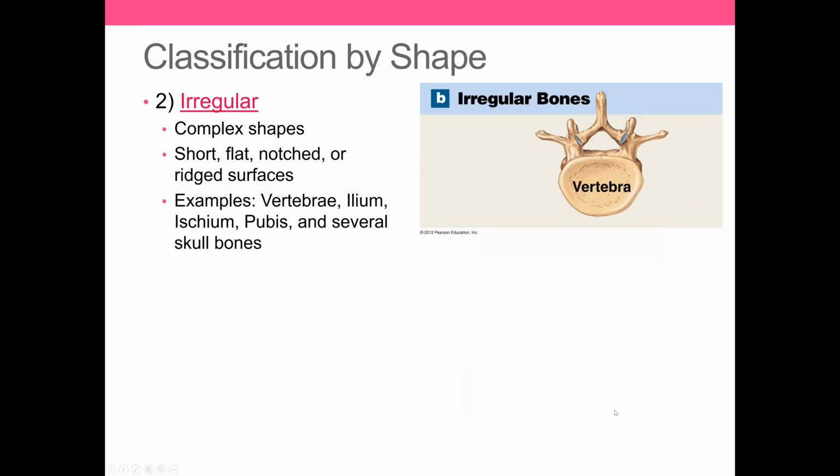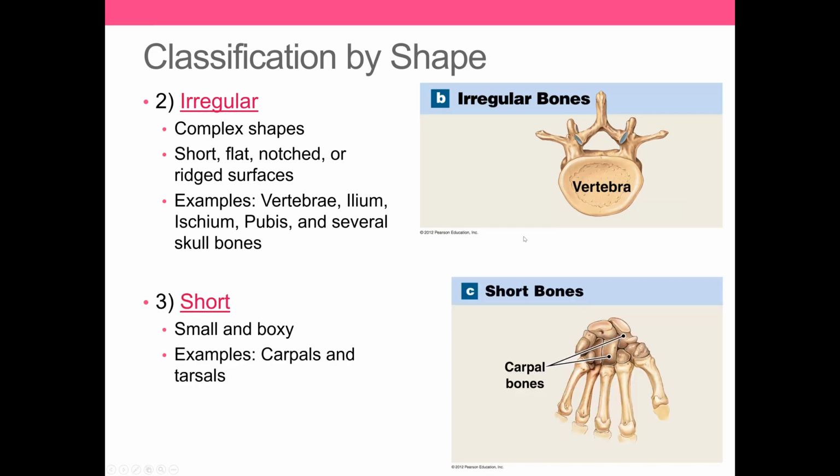You can also classify bones by calling them irregular bones. These are bones that have complex shapes. They can be short, flat, notched, or have ridged surfaces. Some examples of these are the vertebrae in your spine. Also, the bones that make up your pelvis, like your ilium, your ischium, and your pubis. And then several of your skull bones, especially the facial bones, are also considered to be irregular.